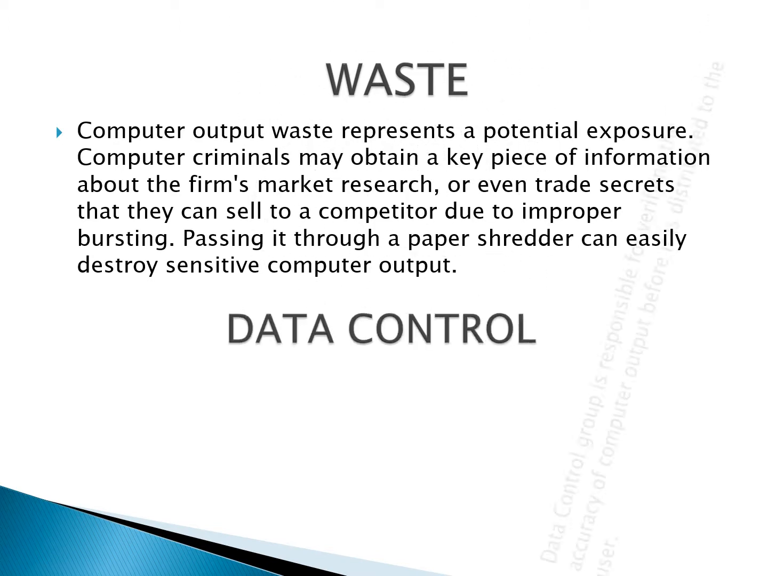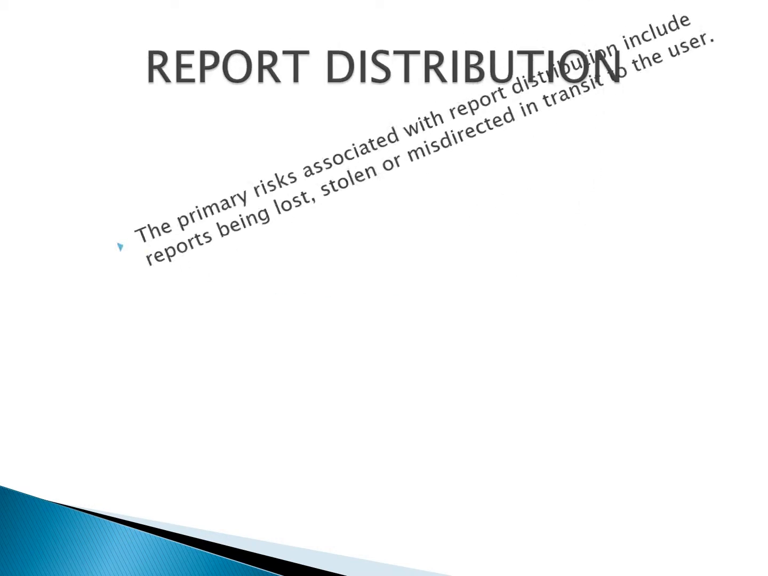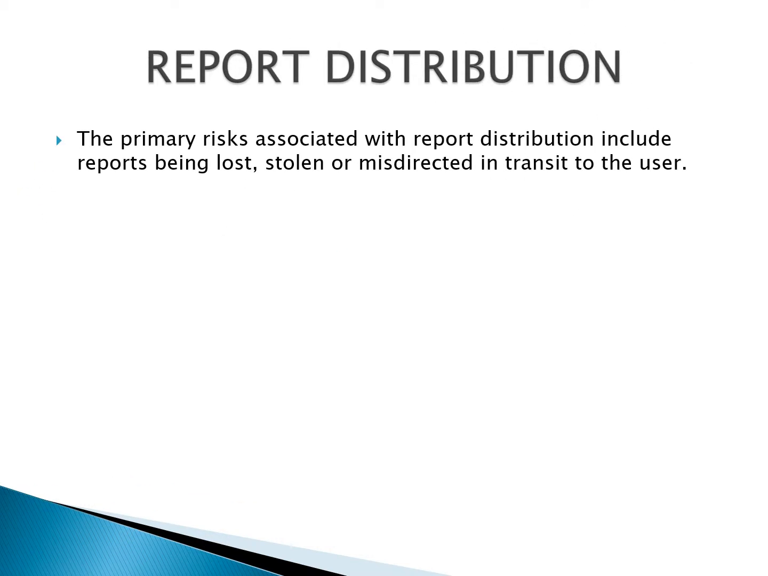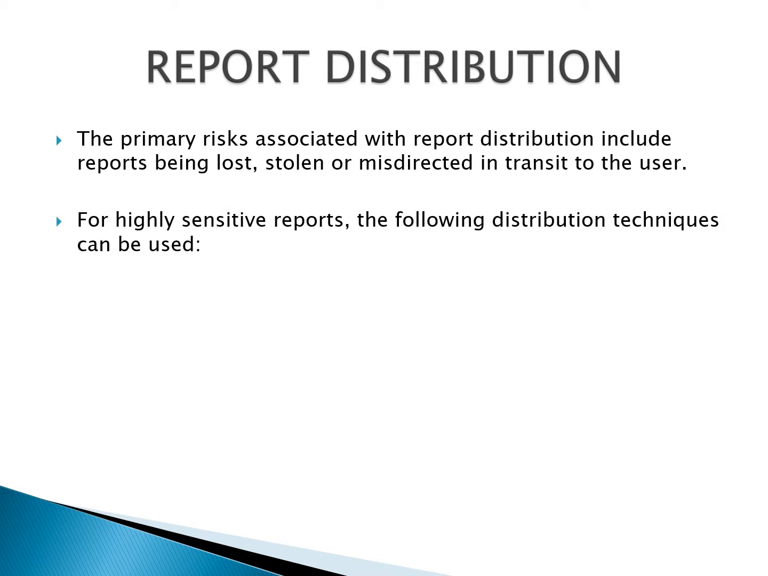Data control. The data control group is responsible for verifying the accuracy of computer output before it is distributed to the user. Report distribution. The primary risks associated with report distribution include reports being lost, stolen, or misdirected in transit to the user. For highly sensitive reports, the following distribution techniques can be used.